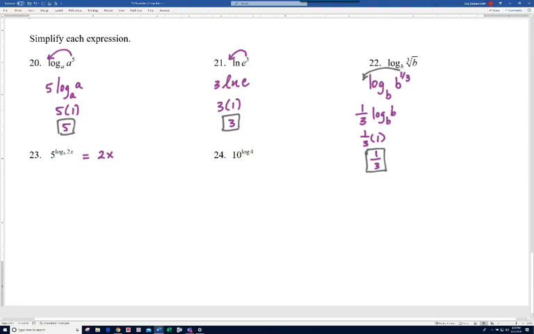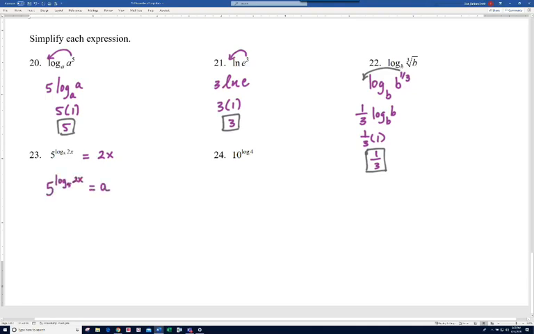Now, I'll say it one more time. This logarithm represents an exponent. It's the exponent you put on a base of 5 to get 2 times x. Well, we're putting it on a base of 5, and so we're going to get 2 times x. Now, what if you don't see that? What if that doesn't make sense?